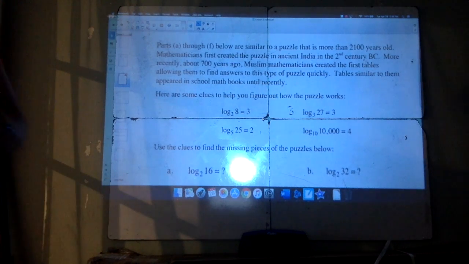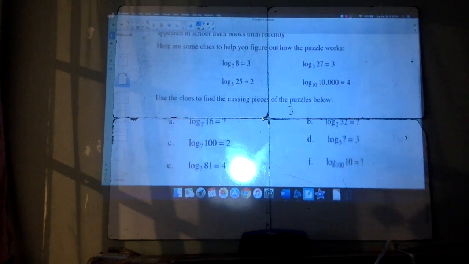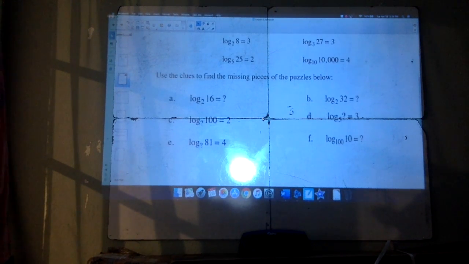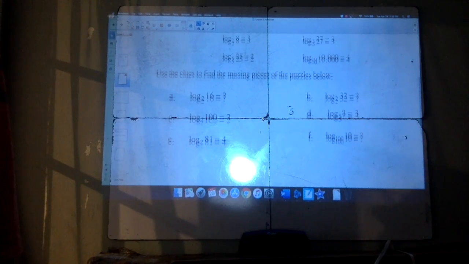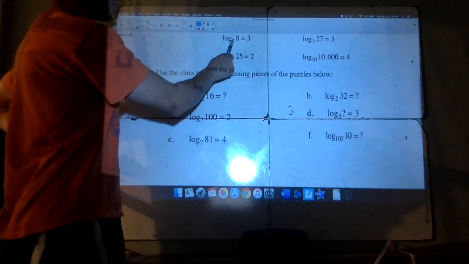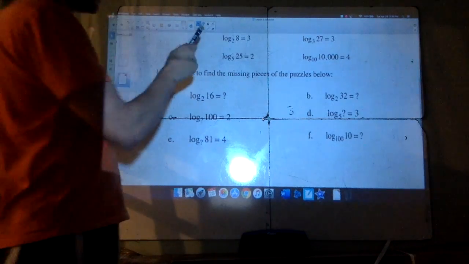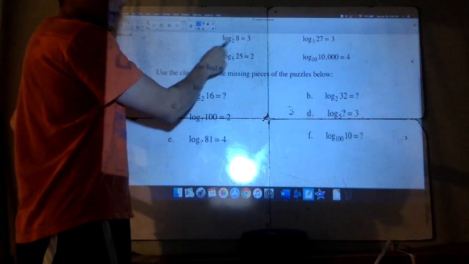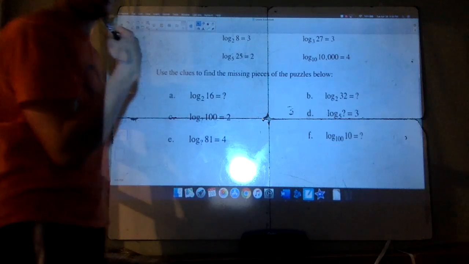So here are some clues to help you figure out how the puzzle works. What we're going to do here is I'm going to give you these 4 examples, and then you're going to try to find out what the question marks are in the rest of them. So there's this new word, log. That's read log base 2 of 8 equals 3.